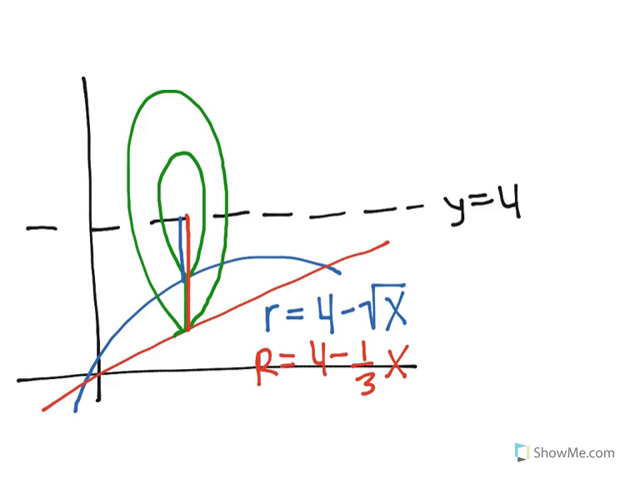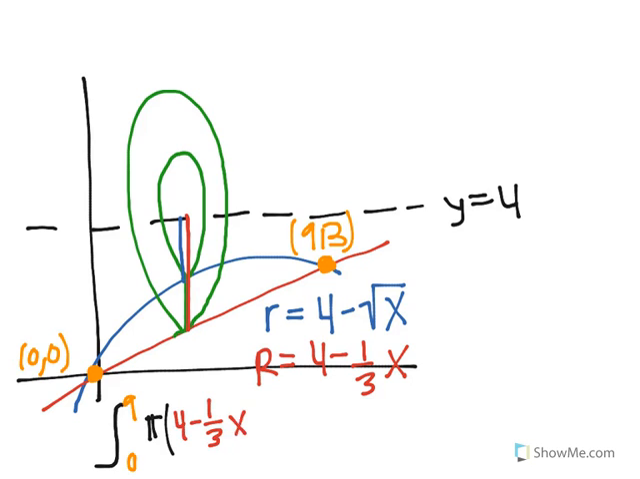And the limits of integration, since we're rotating it with vertical rectangles, we're going to use the x-coordinates. So 0, 0, and 9, 3. So now we can plug it into the equation. Integral from 0 to 9 of pi times big R, which is 4 minus 1/3 x, squared, minus pi times little r, which is 4 minus square root of x, squared, dx.